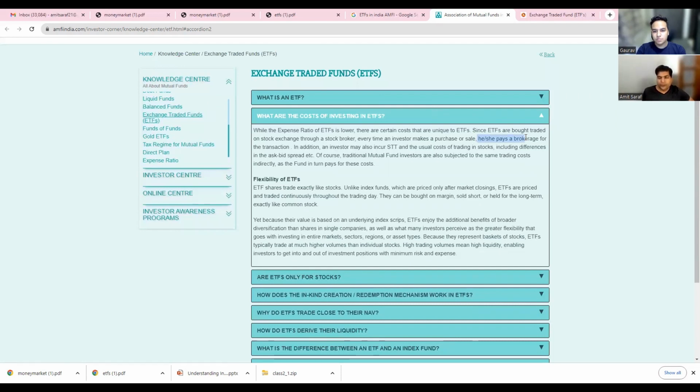But I am told and I am aware that certain brokers are charging a very low amount of brokerage on ETF products. So not only are the management fees lower, but the transaction cost of going in and out of ETFs is also lower. But the government STT, etc. are also there. Flexibility of ETFs.